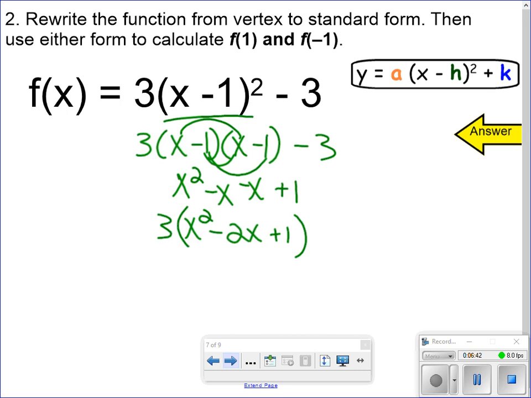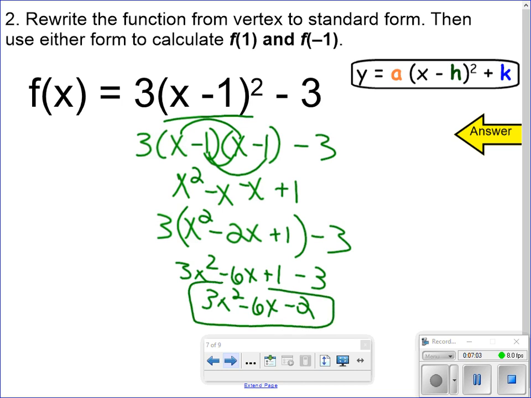Bring down the 3. And then we are distributing. So it's going to give me 3x squared minus 6x plus 1 minus 3. And then subtract the 3. That gives me 3x squared minus 6x minus 2. So my standard form is f of x equals 3x squared minus 6x minus 2.